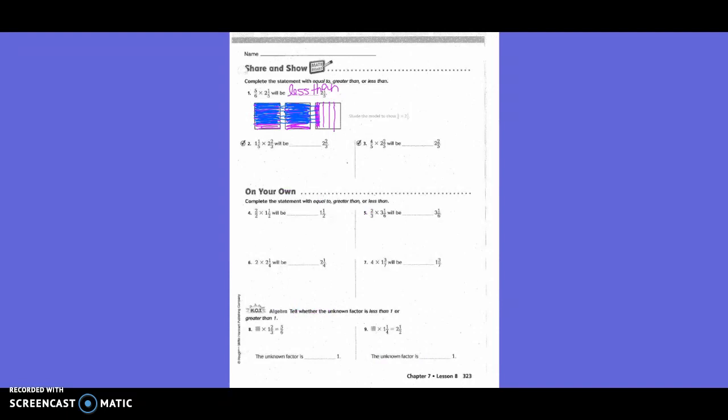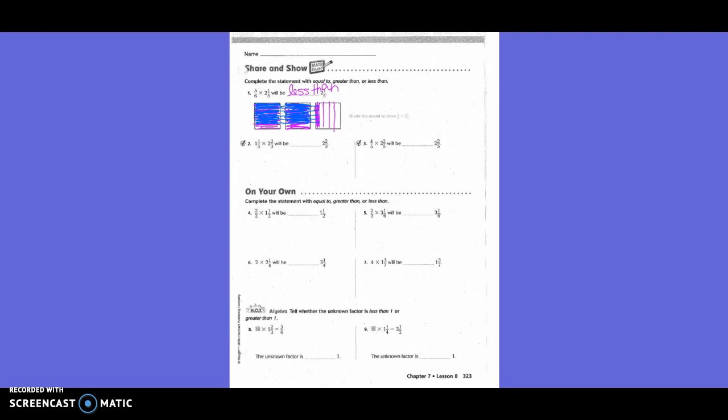Sharon showed, complete the statement with equal to, greater than, or less than. So basically what we did was we took 5/6 times 2 1/5, and then we said that it would be less than 2 1/5 because we did our drawing. We lightly shaded in 2 full squares and then 1/5 of the third square, right? Then of that we darkly shaded in 5/6, so we broke it into 6 different pieces and shaded in 5 of those horizontally. And then we still got less than.